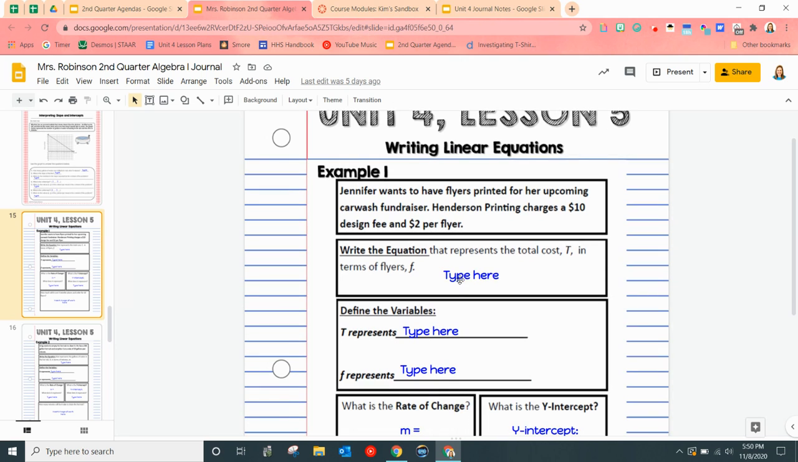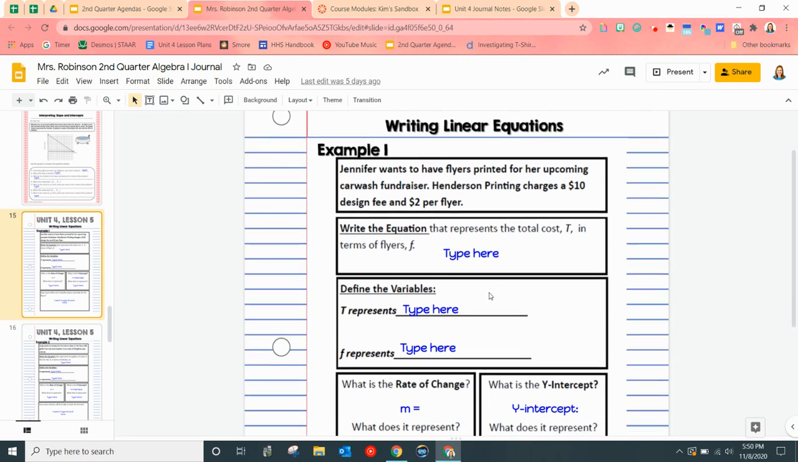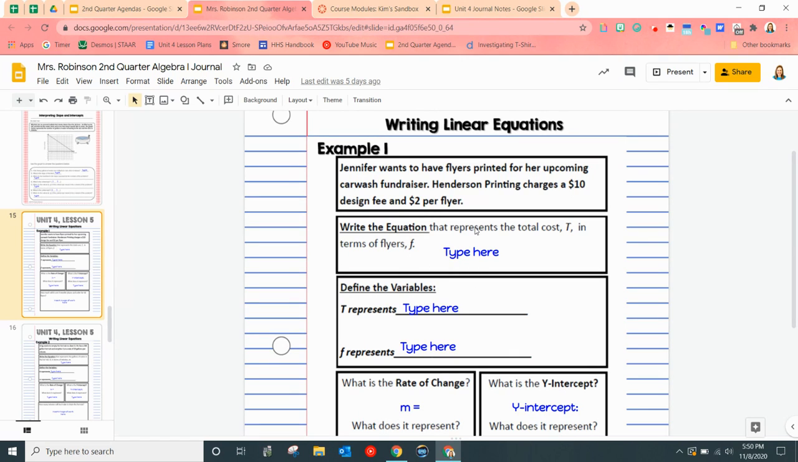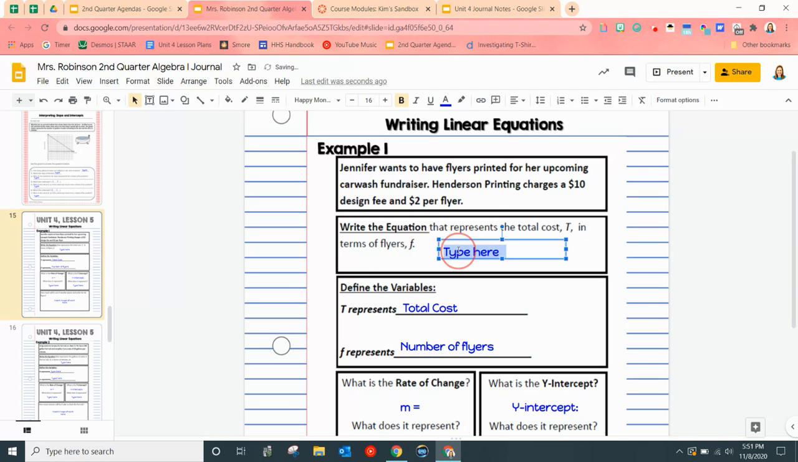So the first thing we want to do is write the equation, which we did in our Desmos activity on Friday as well. They're telling us to write the equation that represents the total cost T in terms of flyers F. So I want to skip down here real quick. What are they telling us T represents? T is representing our total cost. We've got to keep that in mind. That's what they said: T is the total cost, and F represents the number of flyers.